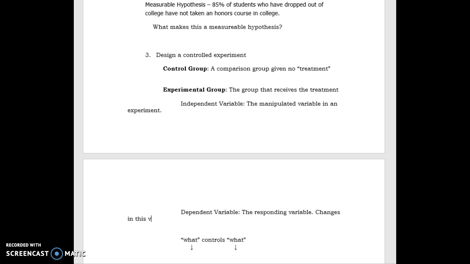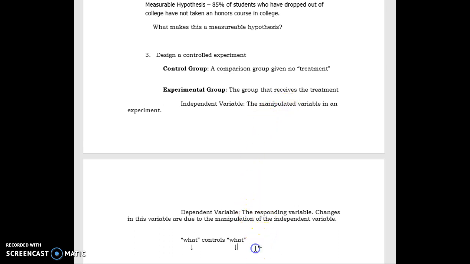Changes in this variable are due to the manipulation of the independent variable. So this experimenter doesn't really have control over this. This is what they're trying to see what happens. If I control this, if I manipulate it in any way, how does this respond? And that answer is somewhat going to relate to our hypothesis. If I manipulate taking honors courses, how is that going to change the college dropout rate?